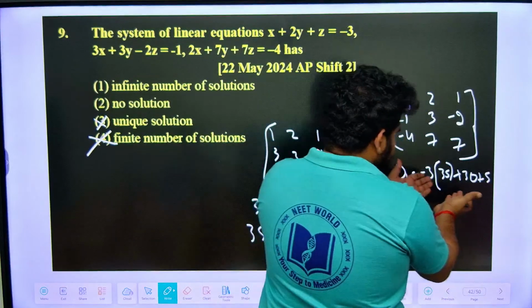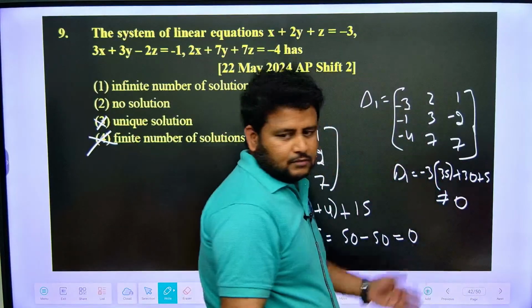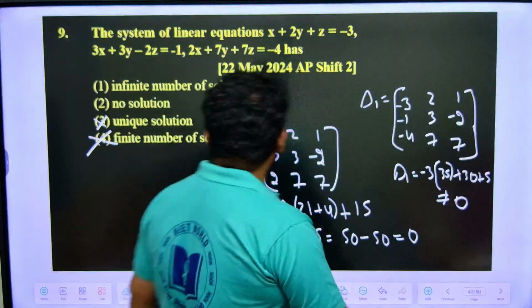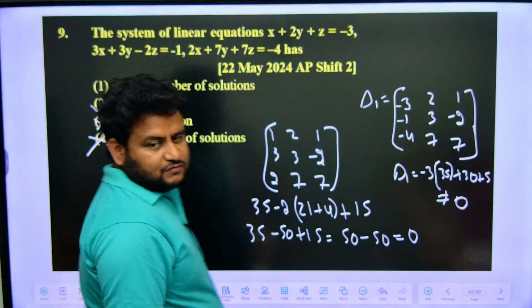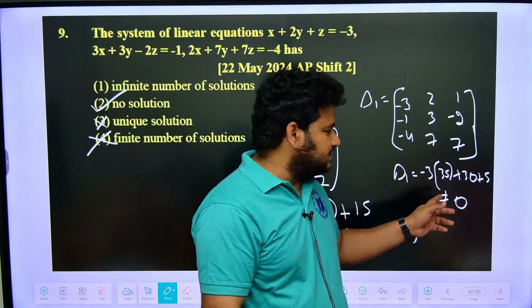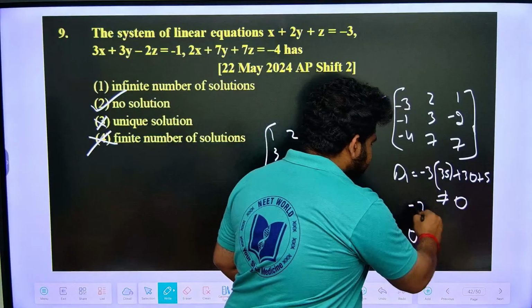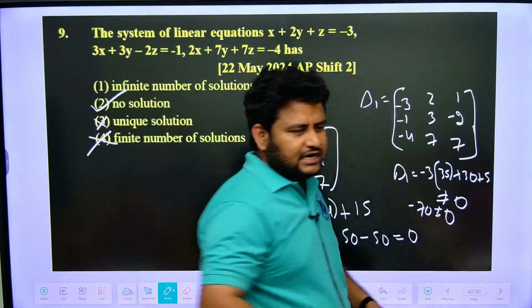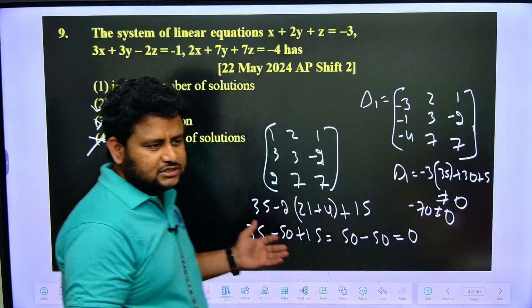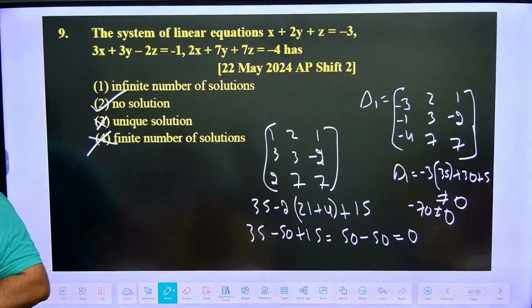So by looking at it only, you can say minus 3 into 35 is not equal to 0. The answer is no solution. If you want, you can find out: 35 into 3 is 105, 105 minus 35 is minus 70. Here we will get minus 70, which is not equal to 0. So delta is equal to 0 and delta 1 is not equal to 0, so the answer is no solution. Clear? Understood everyone? Got it? Clear?